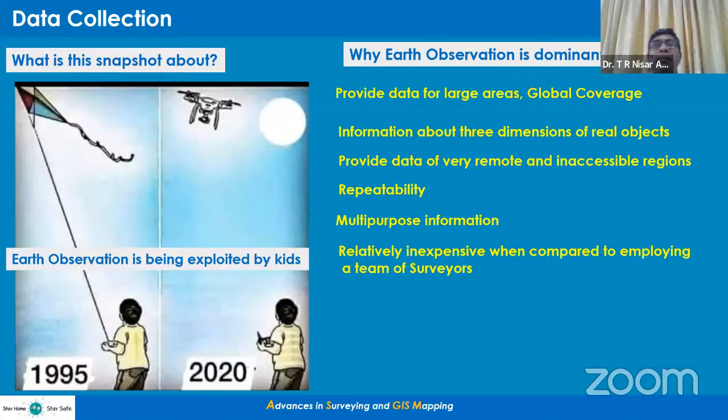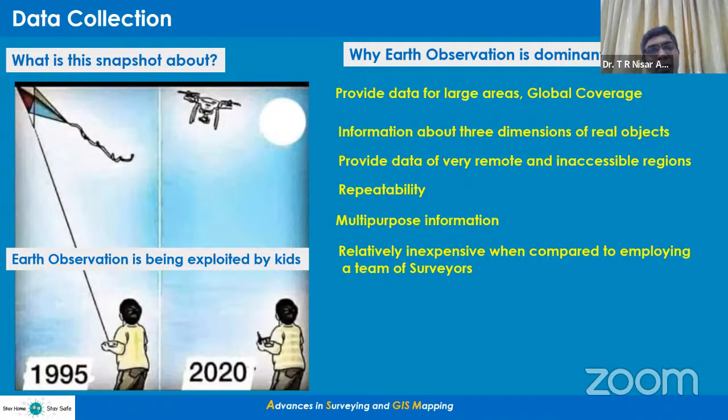So whatever you want, based upon the client's or customer's requirement, data can be collected repeatedly. And once your data is available, it is not restricted to one application; it can be used for multipurpose information. And relatively, when compared to the field survey, where the team has to go to the field with a lot of team members, the crews and all, we can say that Earth observation, or getting the images, is relatively inexpensive.